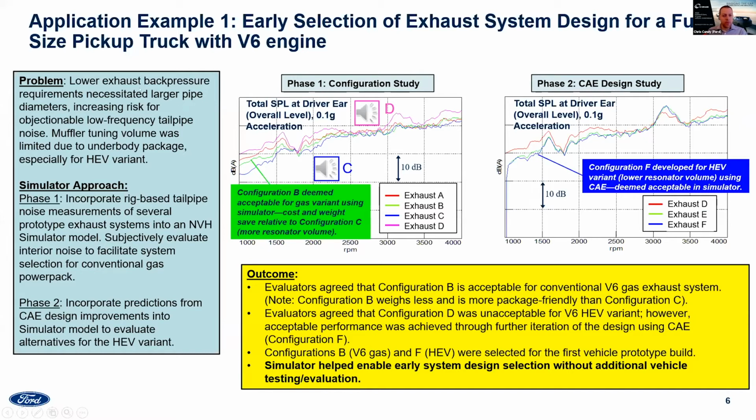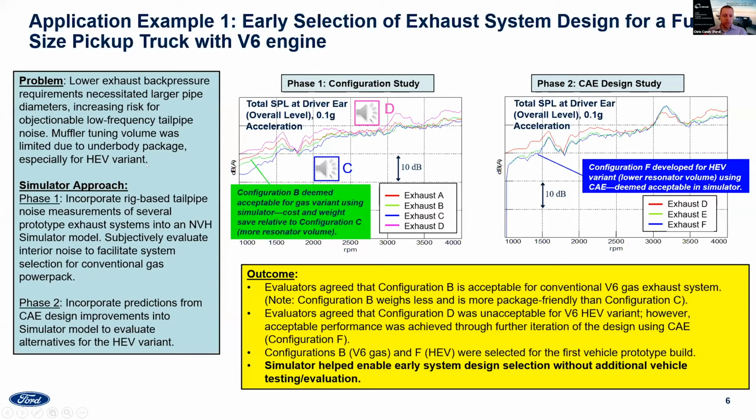The engine horsepower was being increased, and in order to enable that, exhaust system back pressure needed to be reduced. So to reduce the back pressure, the pipe diameters in the exhaust system needed to become larger. And that increased the risk for objectionable low frequency tailpipe noise. And we're limited in how large we can make the mufflers to help attenuate that noise due to the underbody package environment. And we are especially package limited for the hybrid electric vehicle variant due to a high voltage battery.